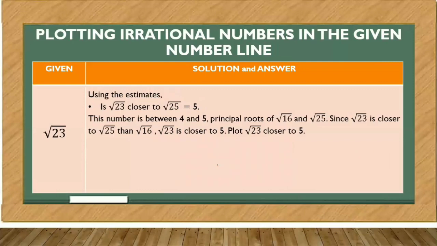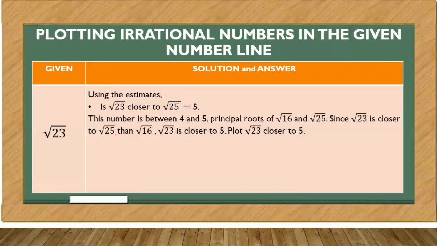Square root of 23. Si square root of 23 ay malapit kanina na mayroong perfect square. Square root of 25, which is 5. Okay, which is 5. So, then this number is between 4 and 5. Bakit 4 and 5? Kasi si 16 ay merong perfect square na 4. And then si 25 merong perfect square na 5. Si 23 nasa pagitan ni 16 and 25. Alright, since square root of 23 is closer to square root of 25, mas malapit siya kay 25 than square root of 16 kesa kay square root of 16.